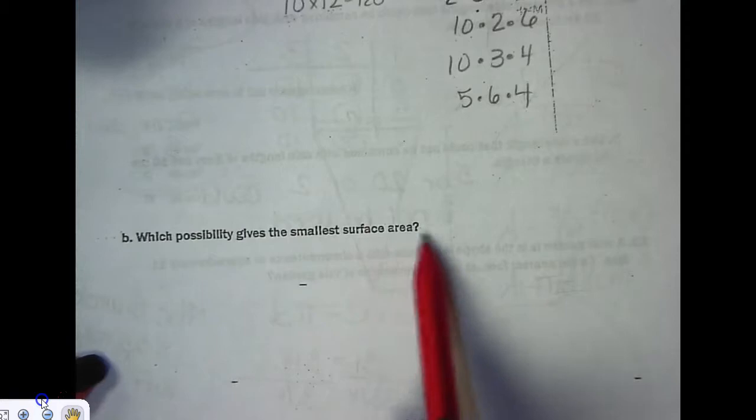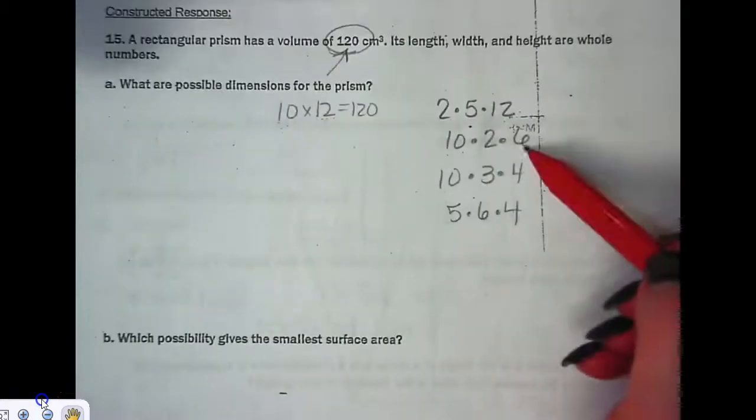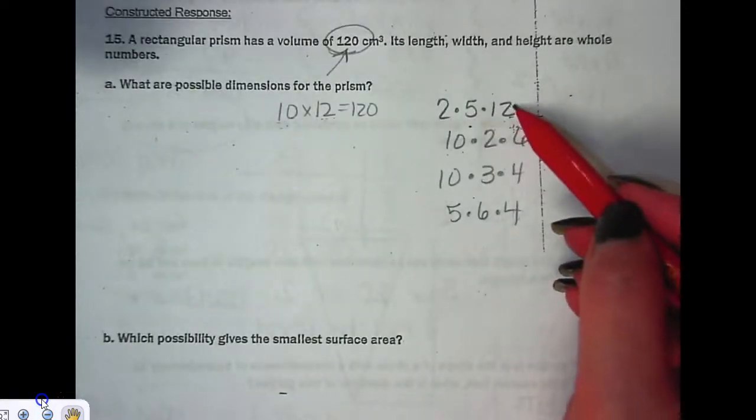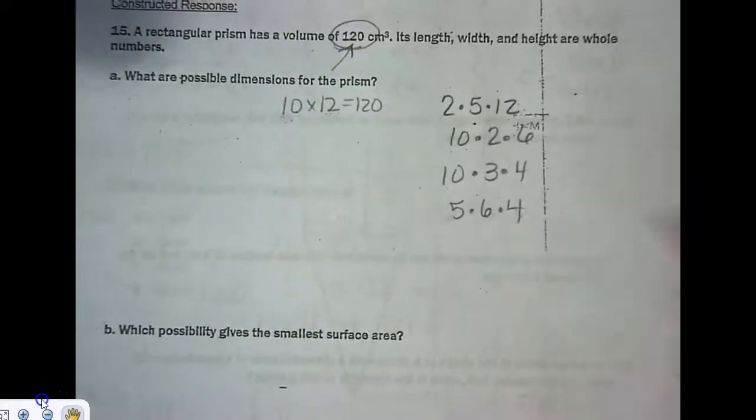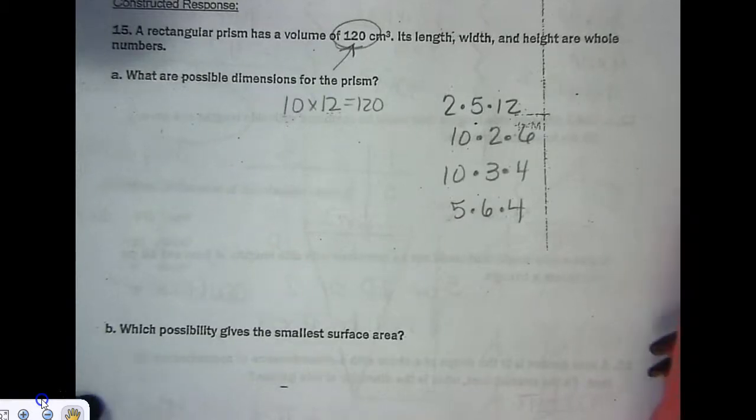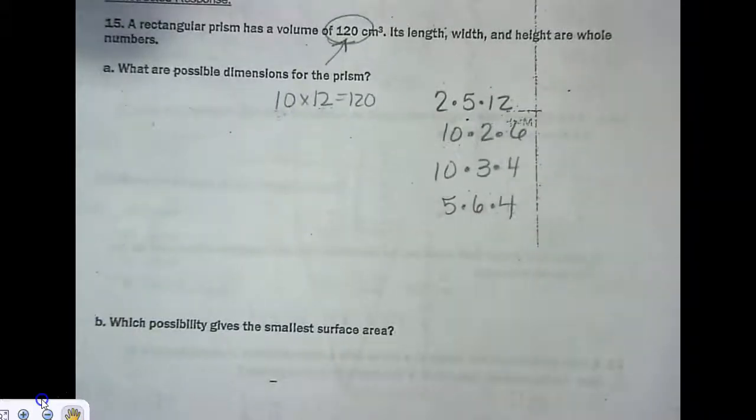All right, and then it says which possibility gives the smallest surface area. So then if you were to solve this problem, you would have to find surface areas for your examples you provided and show which one has the smallest surface area. We're not going to require you to do that unless they've made a change I don't know about, but I don't think they have. Okay.